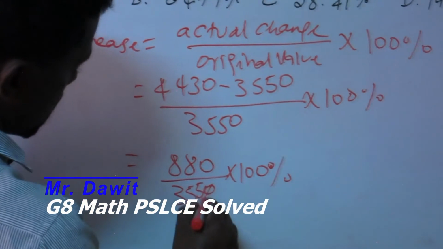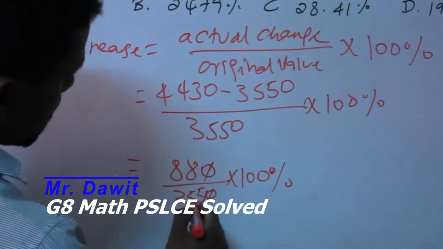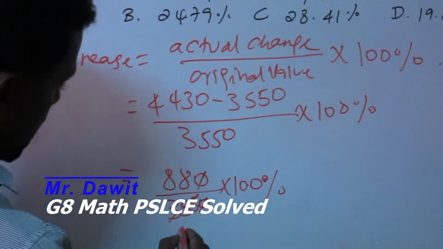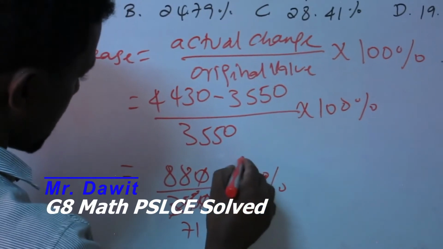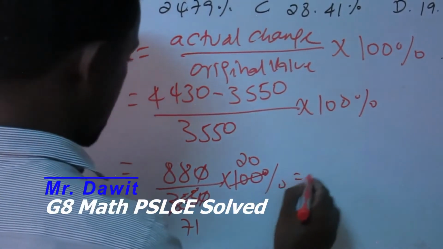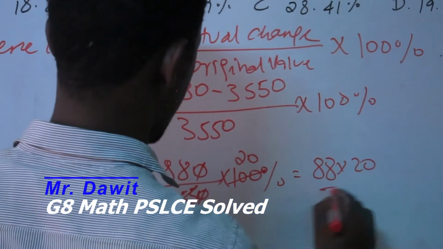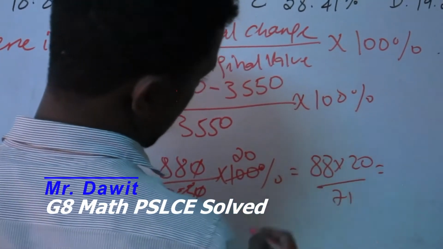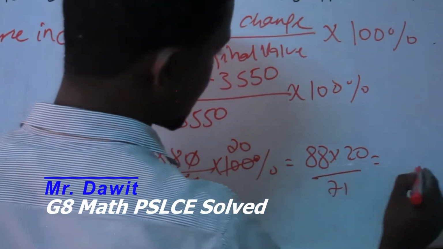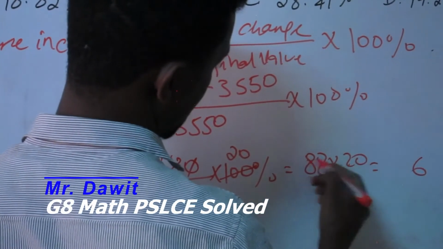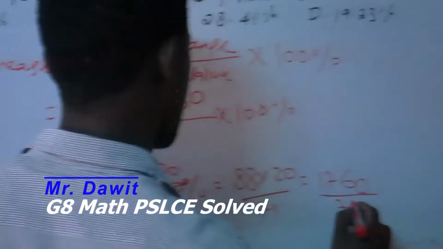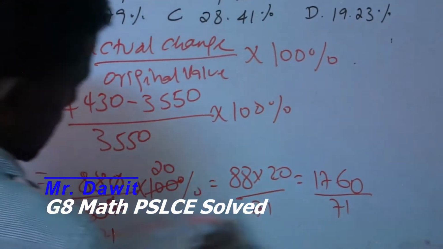You can simplify first. 0 by 0 cancelled. This number is divided by 5, and this is also division by 5. Dividing by 5 gives 71, and the other gives 20. So it becomes 88 times 20 divided by 71. Multiplying by 2, you get 1760 divided by 71.